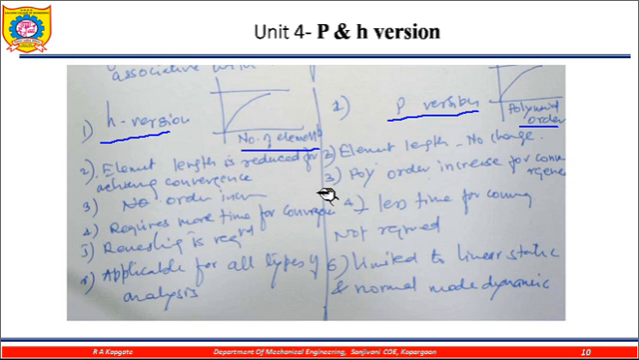So in the H version of refinement, your elements are divided, then the order is changing, and it requires more time for the conversion, then remeshing is required, and it is applicable for all types of analysis, and the vice versa is given here.